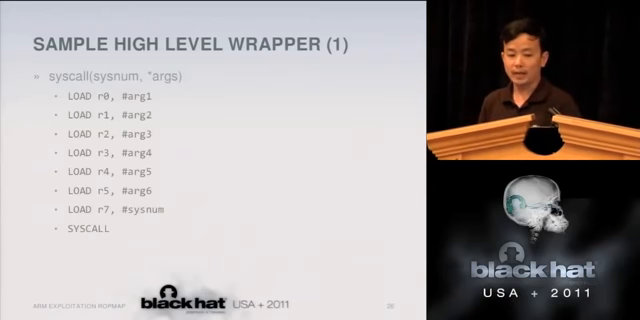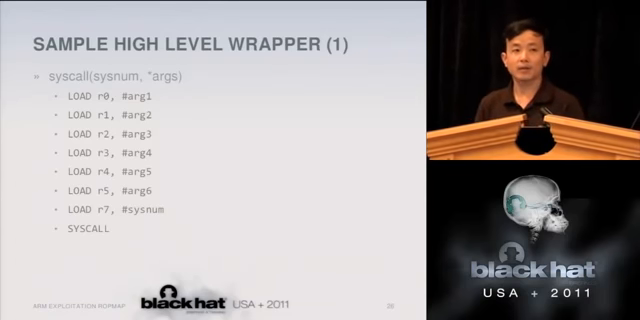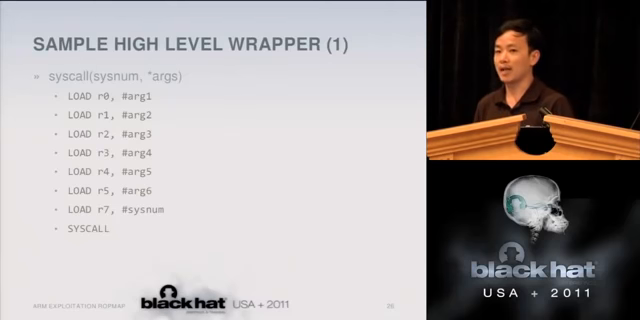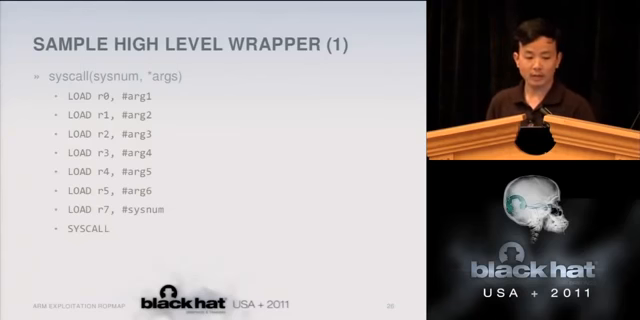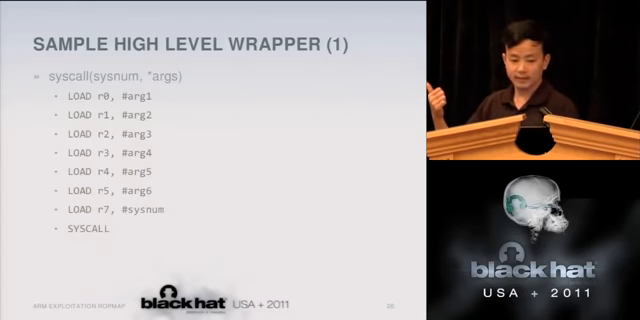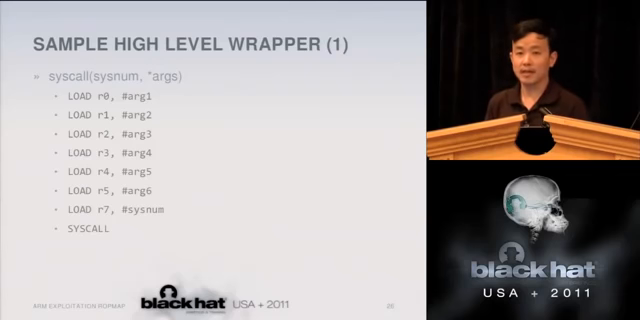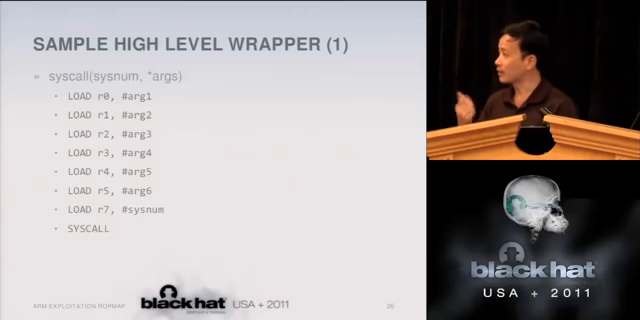We can write high-level wrappers from our intermediate language for, let's say, a higher-level compiler or high-level framework for ROP shellcode. Here we can write a wrapper for syscall with a syscall number and any arguments. You can load the first argument to R0, R1, R2, and so on, then load the syscall number to R7, and finally call syscall.